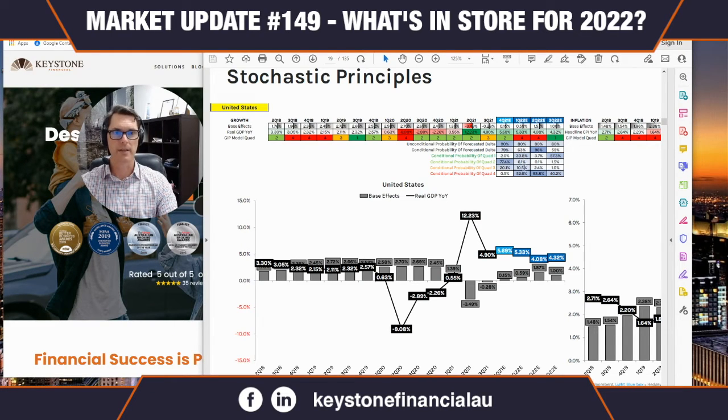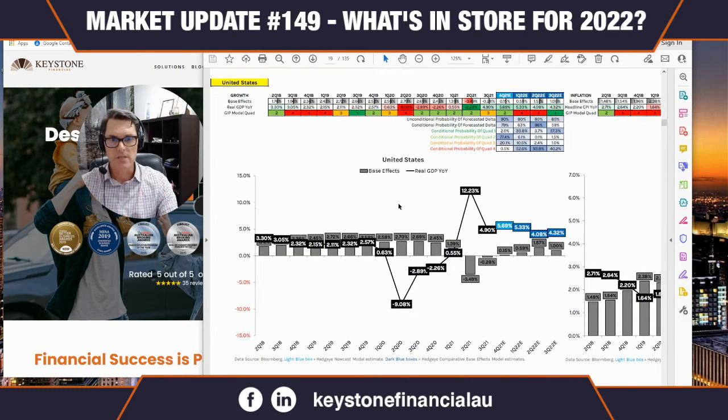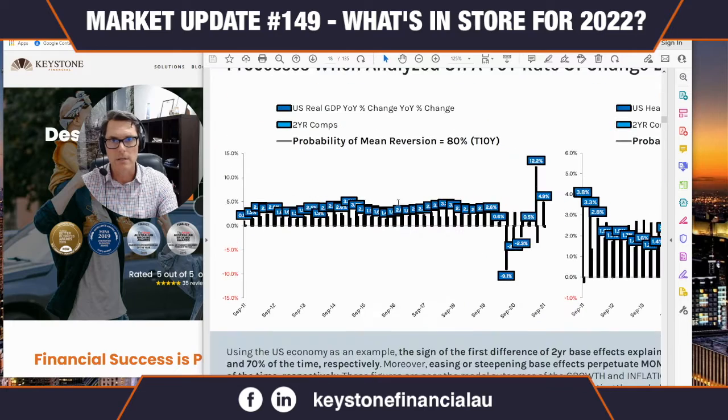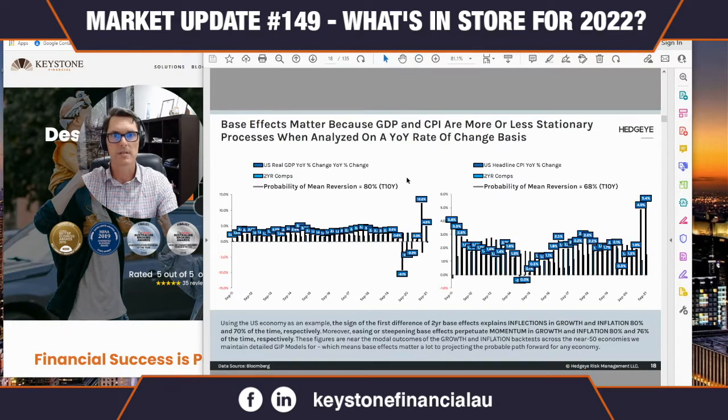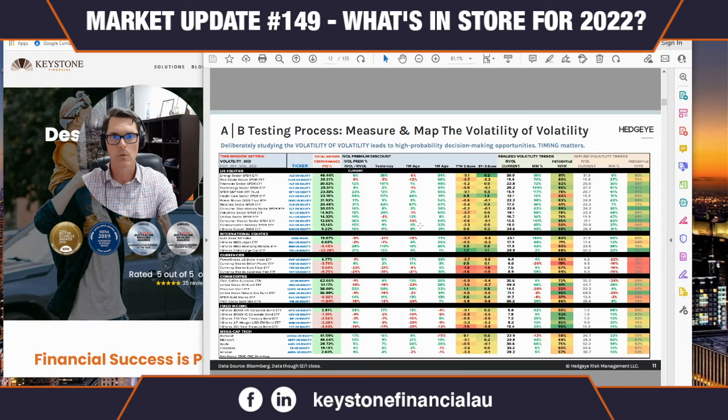The other one that has the highest conditional probability is quad 1. Now, I just want to see if it's on the next slide, somewhere in here. Let me just find what I'm looking for.